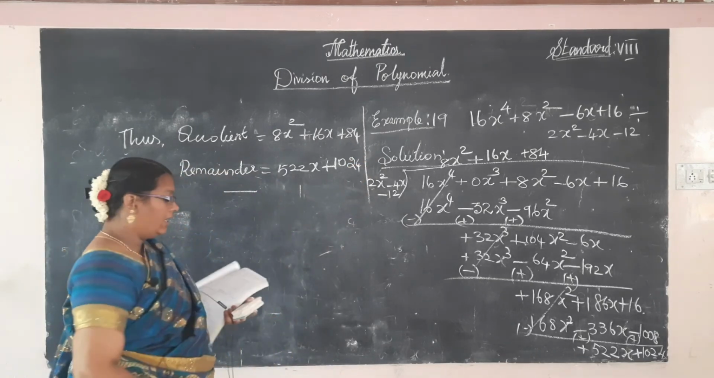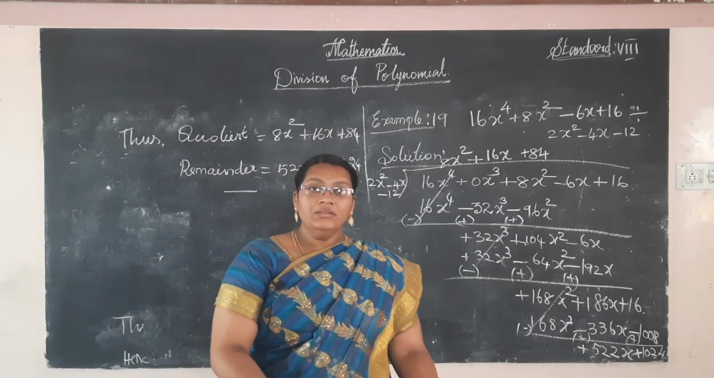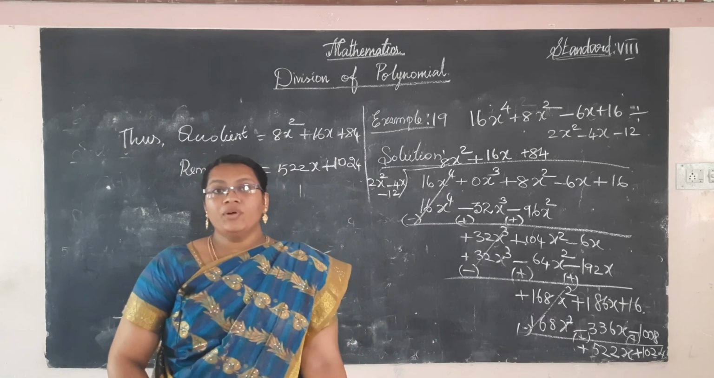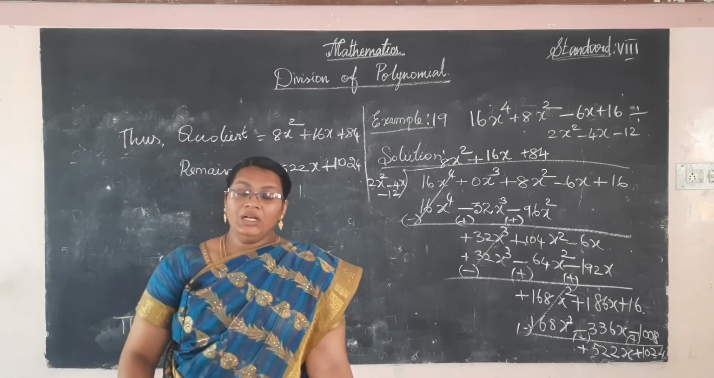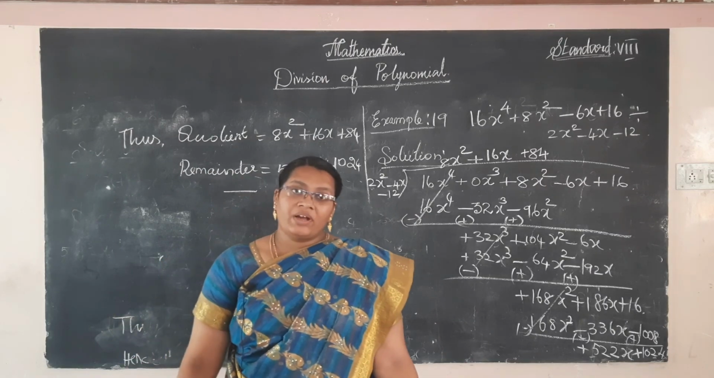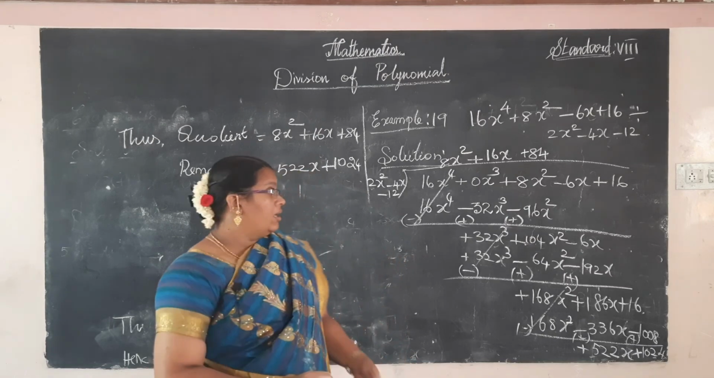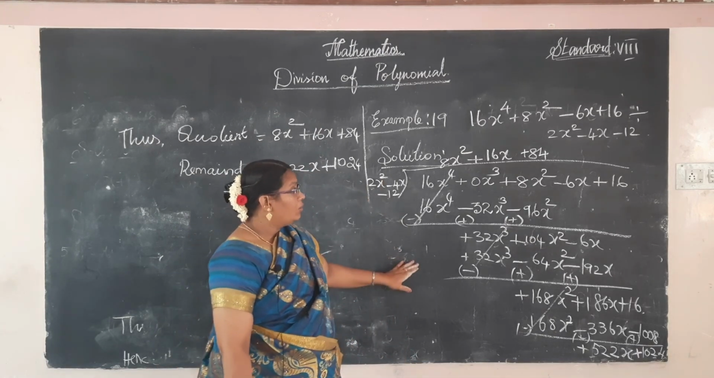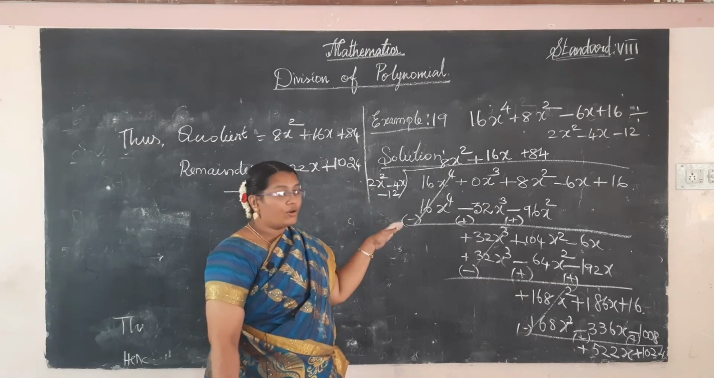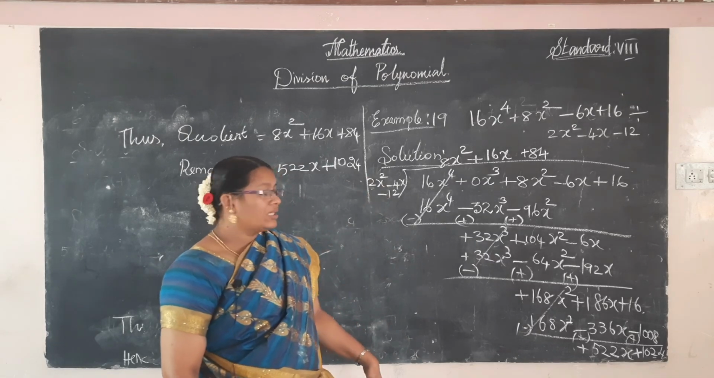That's it. I hope you understood today's concept. Today we learned division of a polynomial. It has three types: division of a polynomial by a monomial, division of a monomial by a monomial, and finally division of a polynomial by another polynomial. The third type must be done carefully. First we arrange in descending or ascending order of the power of the variable, then as usual use the long division method.